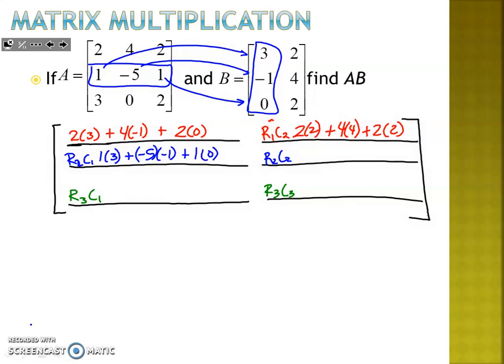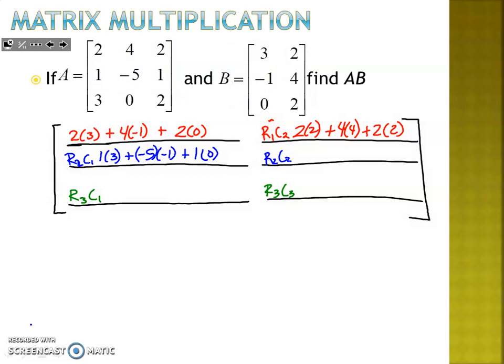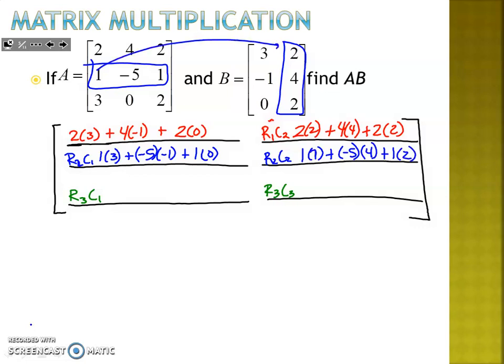Next one, we're staying with row 2. But this time we're taking row 2 times column 2. So 1 times 1 plus negative 5 times 4 plus 1 times 2. Oh, I'm sorry. This would be 1 times 2. Negative 5 times 4, 1 times 2. My bad. I wrote that number down wrong there. And then we just have one more row left in our product matrix here.